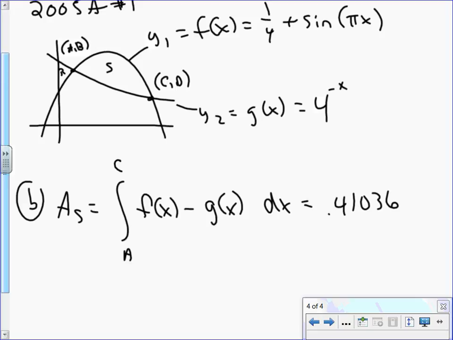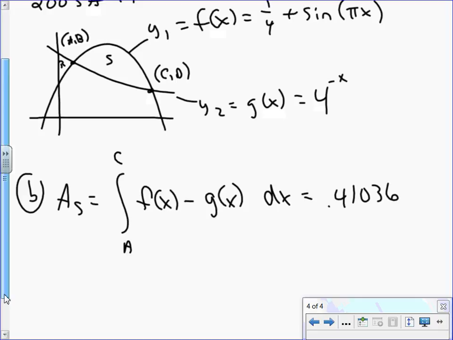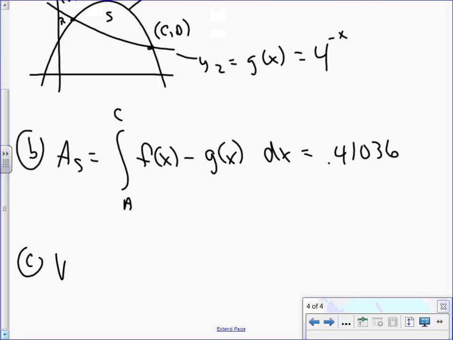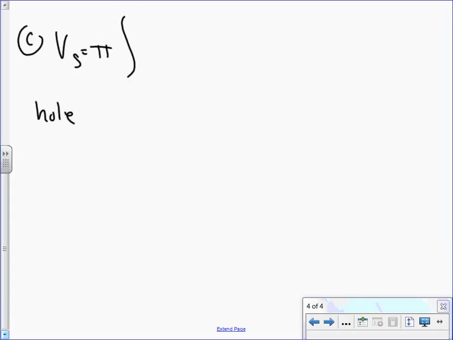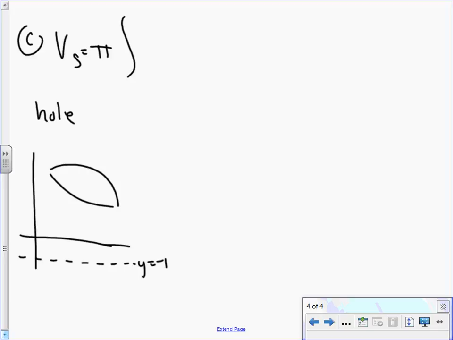Let's see. Which volume are we? Which one are we revolving? Is that a hole in it? Revolving it around y equals negative one.